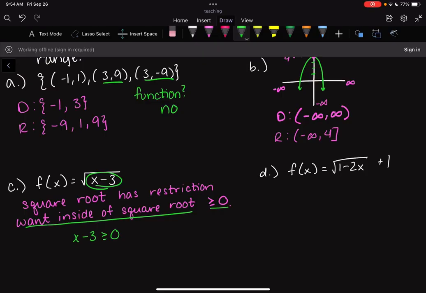For my domain. Because what I'm saying is, what are the x values that I'm allowed to plug in here that are not going to give me any kind of error? So if I finish solving this, I would add 3 to both sides, and this gives me x has to be greater than or equal to 3.